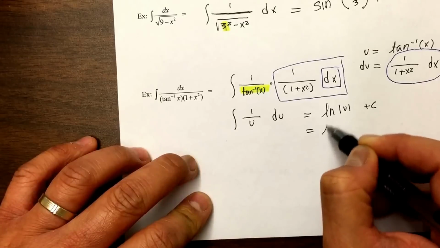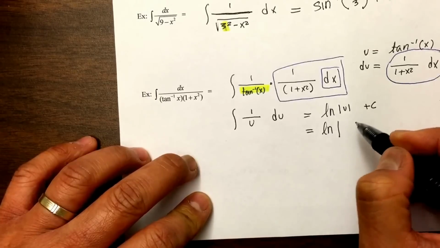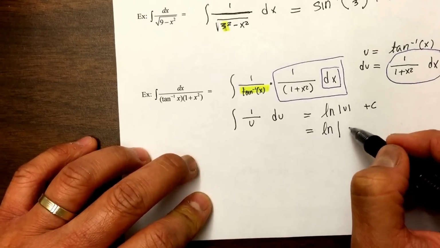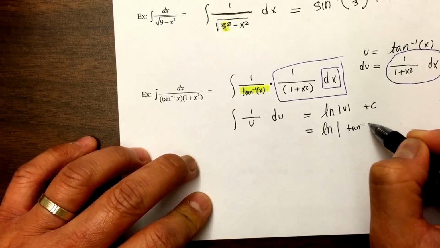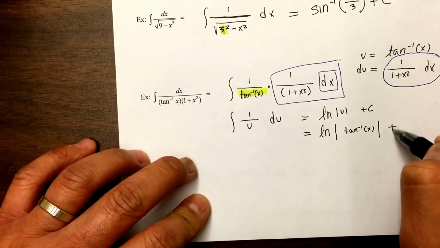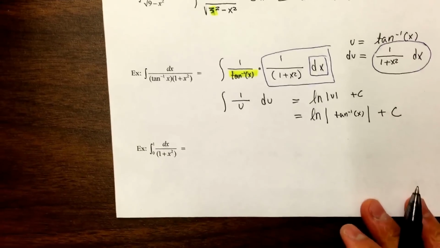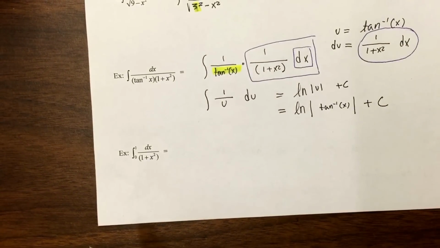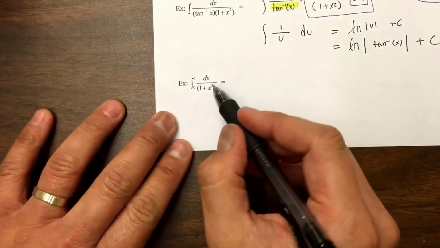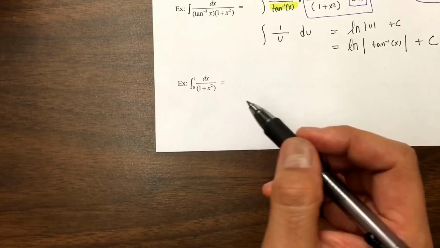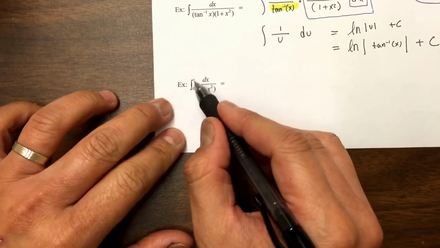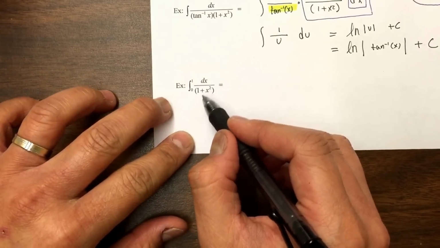And then the last thing you do is you replace what u is. And in this case, u is tangent inverse of x, plus c, and you're done. All right, the last problem. Find the definite integral from 0 to 1 of dx over 1 plus x squared.